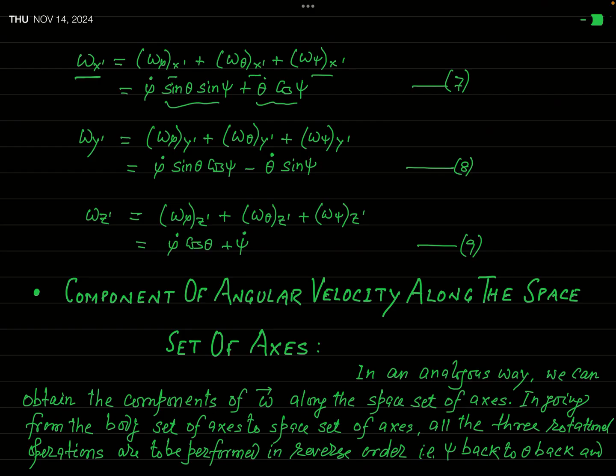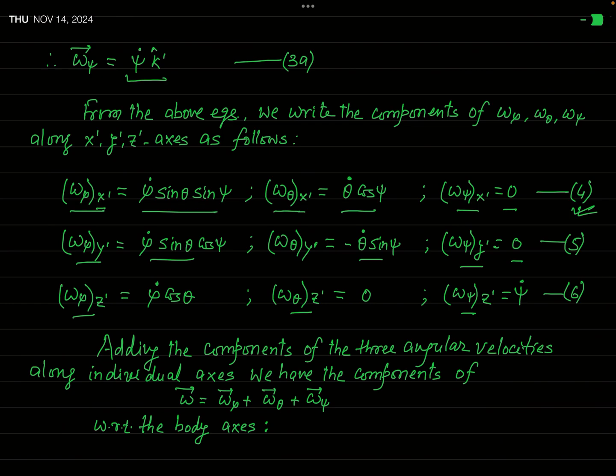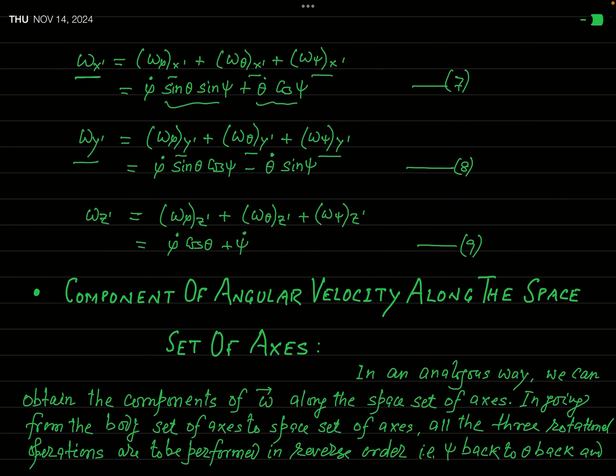Actually, I have derived this result, but I suggest you must remember this, because when we discuss the problem of motion of symmetric top, Euler's equation of motion, there I will write this expression for omega x dashed directly. So you must remember it. And similarly, the y dashed component of the resultant angular velocity omega, denoted by omega y dashed, will be equal to omega phi y dashed plus omega theta y dashed plus omega psi y dashed. And when you put all these values from equation 5, you will get omega y dashed equal to this much.